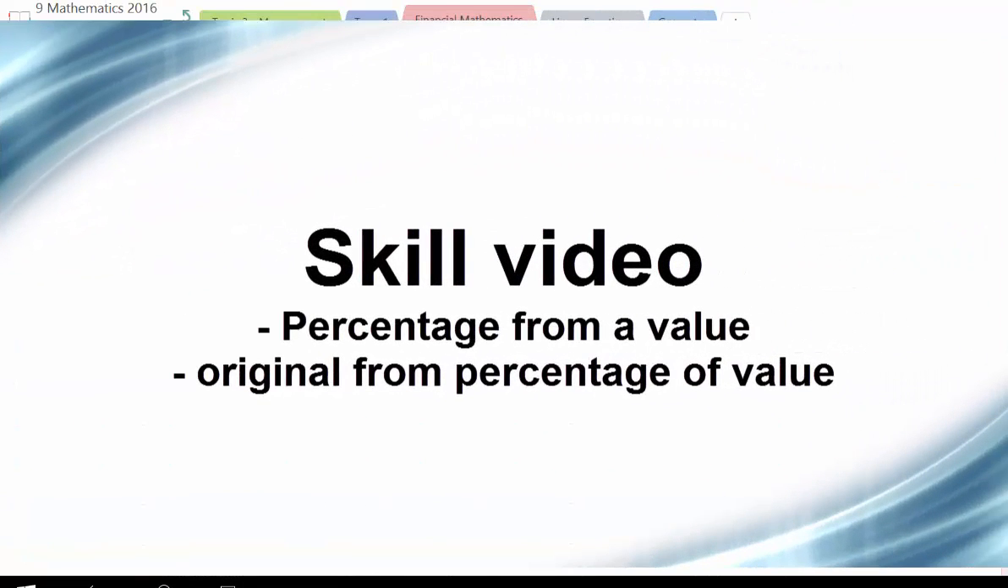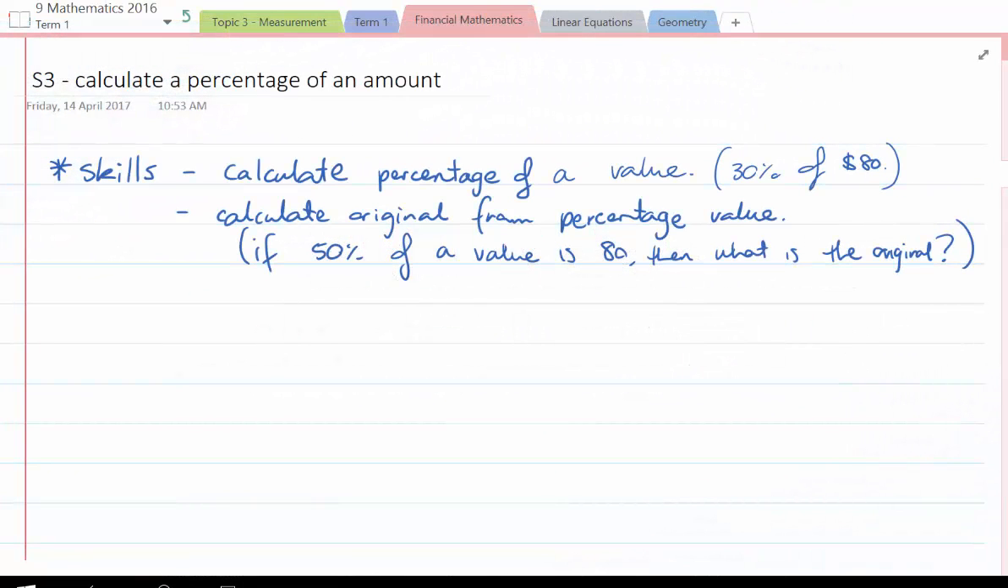In this quick skills video, we'll look at calculating percentage of a value. So for example, 30% of $80. And then we'll look at calculating the original from a percentage value. So for example, if 50% of a value is 80, then what is the original?